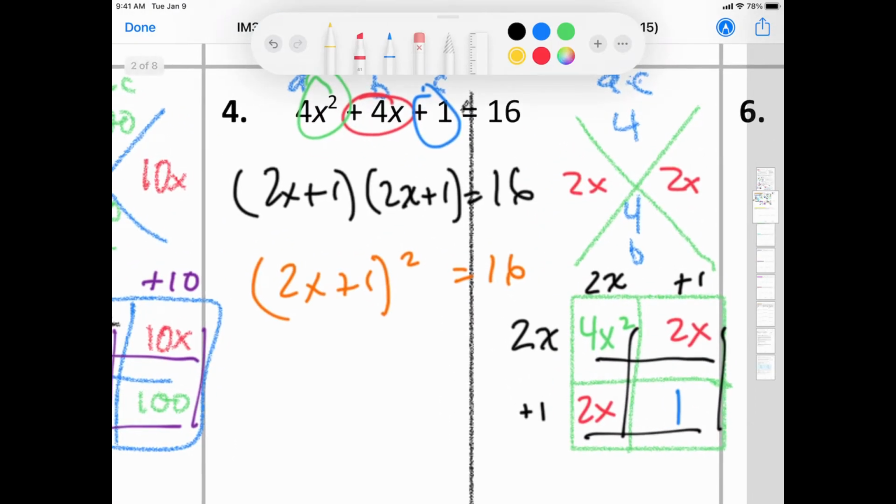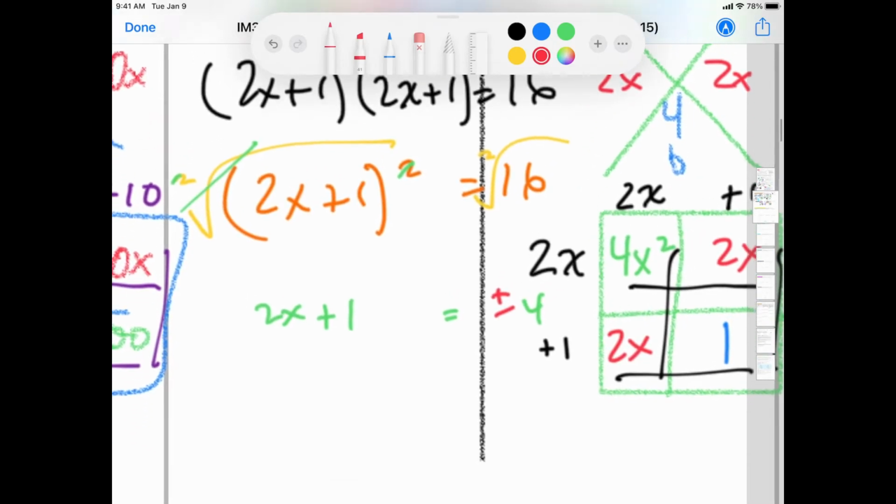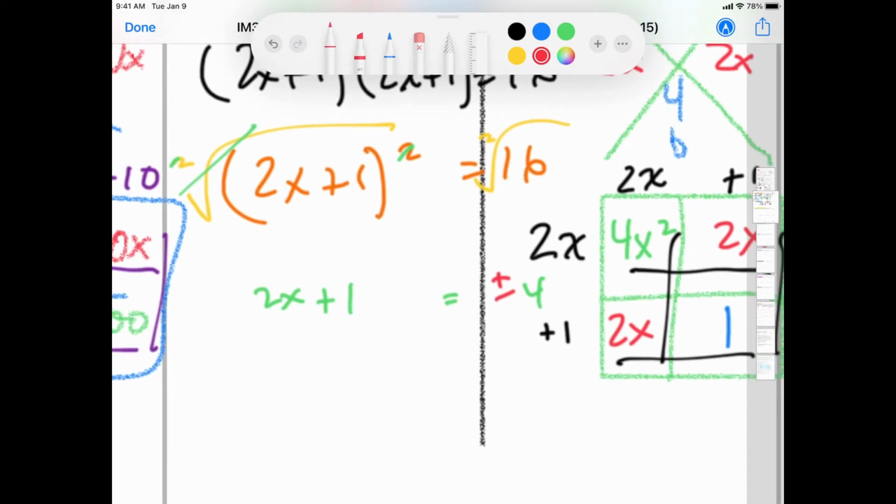Let's take the square root now on both sides. This 2 and the radical sign are gone. We're left with 2x plus 1, and the square root of 16 is 4. But don't forget the plus or minus. Remember, you can always split this if you get stuck here. 2x plus 1 equals a positive 4, and 2x plus 1 equals a negative 4.